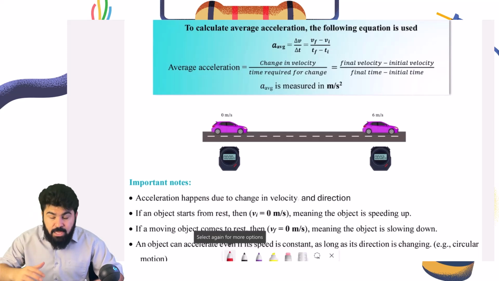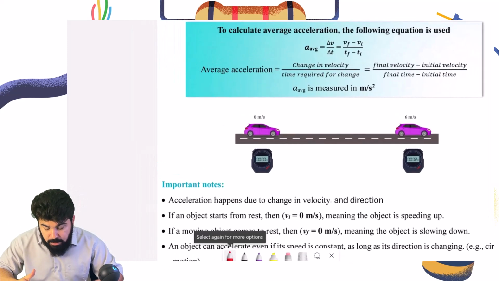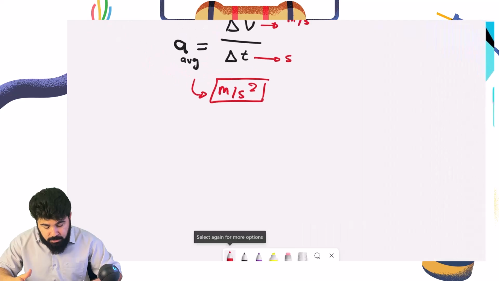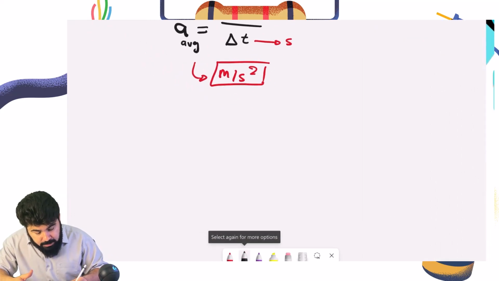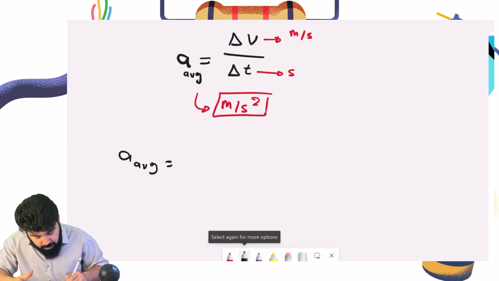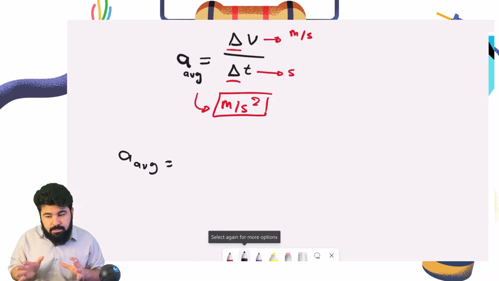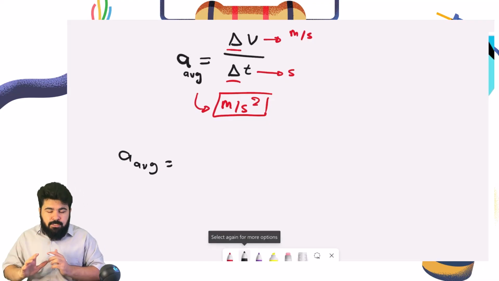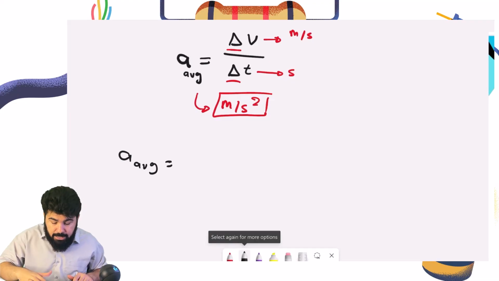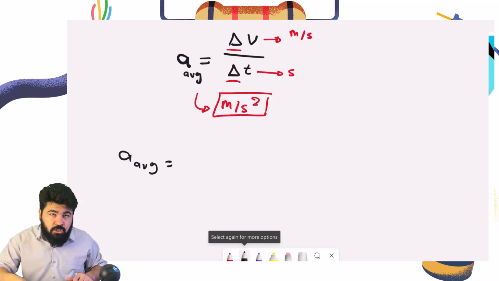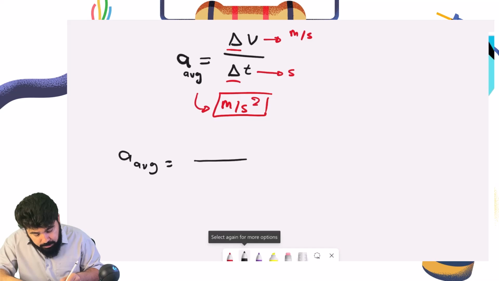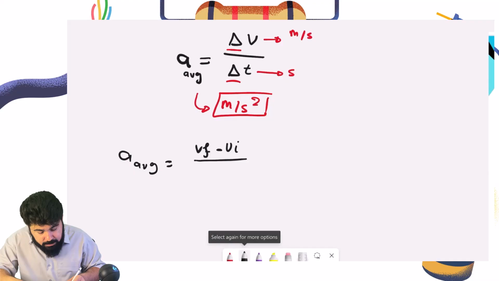Now, we have some notes you should know. By the way, we can write acceleration in a different form. We can say average acceleration is equal to delta v over delta t. Whenever you have delta, it means it is a change in something. Here we have change in velocity, and down we have change in time. So we're going to say v final minus v initial, divided by t final minus t initial.